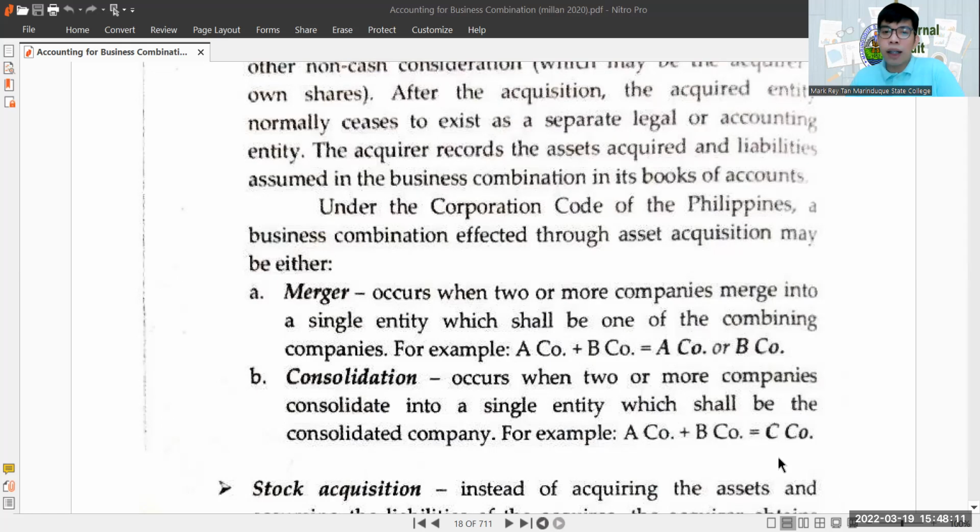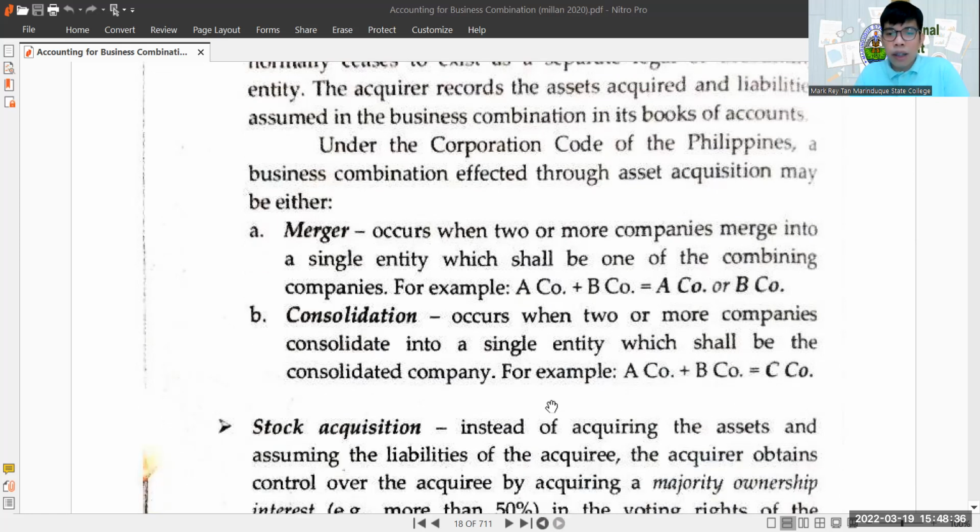Siyempre, di ba, sa accounting, we have this accounting entity concept na merong distinct personality yung company. Once the company is created by operation of law or either sa partnership, meron iba yung personality or identity ng business dun sa owners. Okay, so the other way of carrying out a business combination is through stock acquisition.